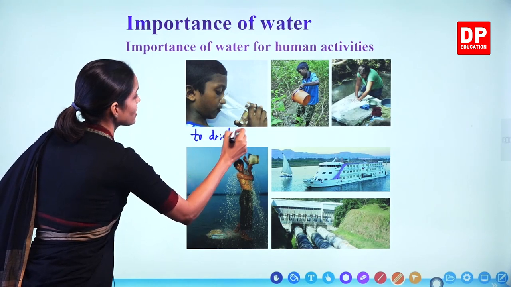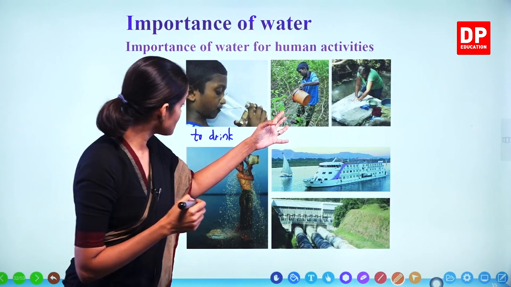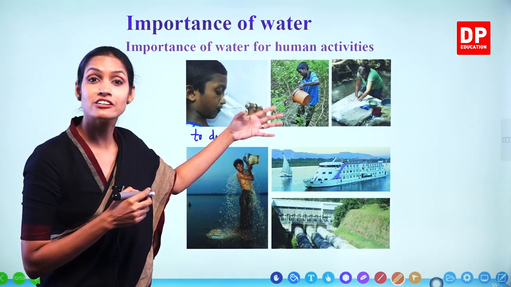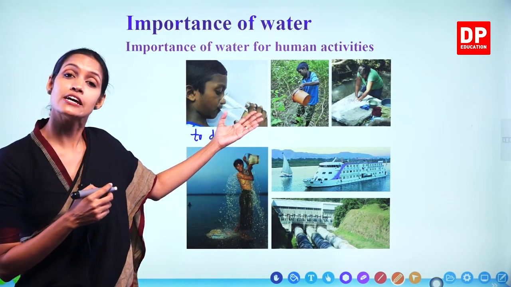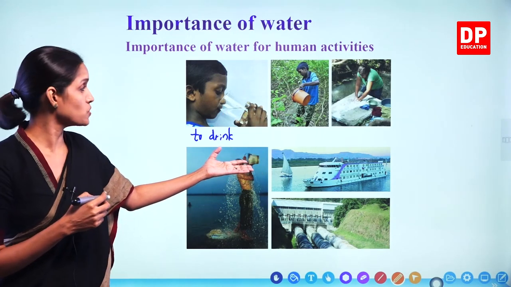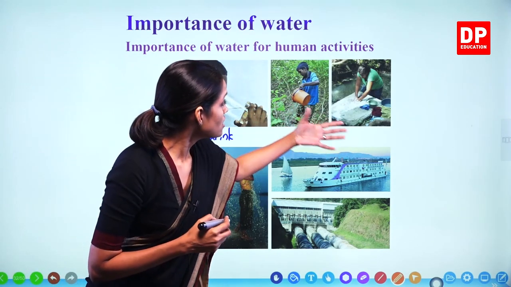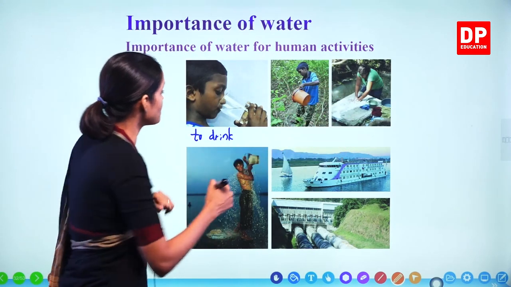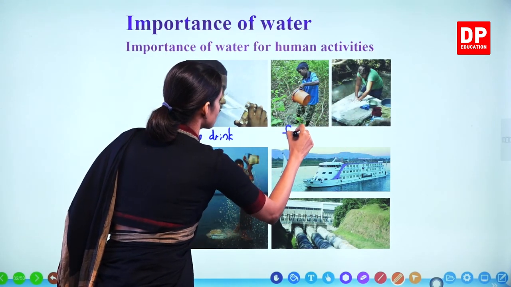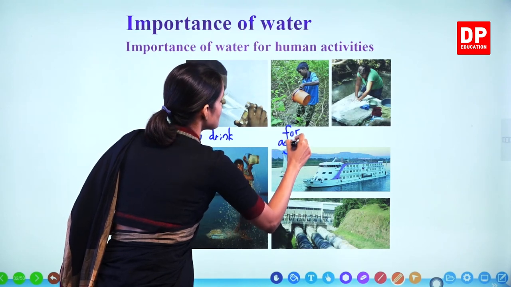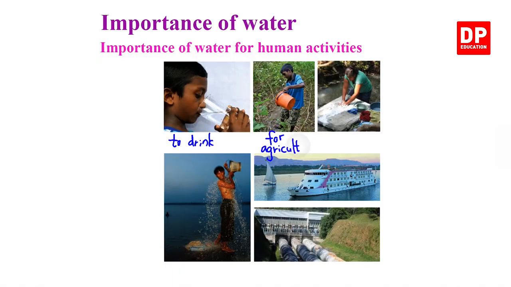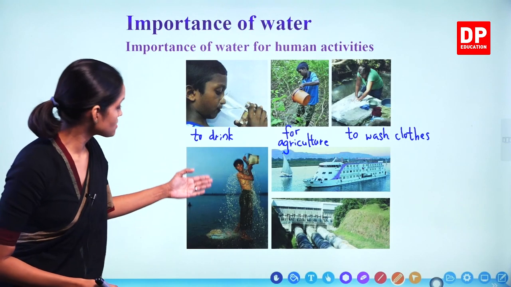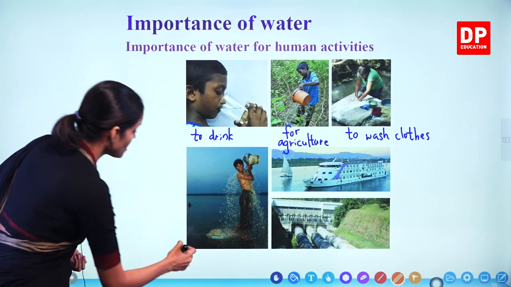What else? Look at this one. Now this child is watering this plant for agriculture, right? For agricultural purposes, we need water. And here, to wash clothes. We will write them: for agriculture, to wash clothes. What is this child doing? Bathing, right? To bathe.